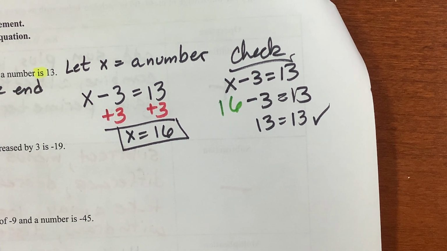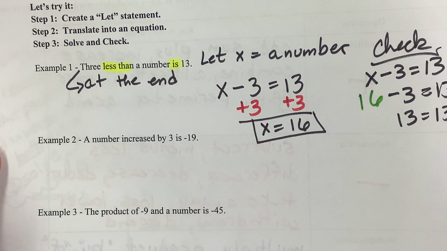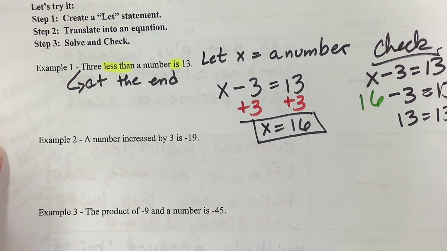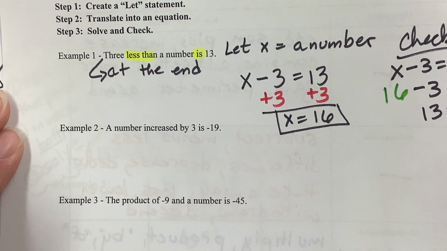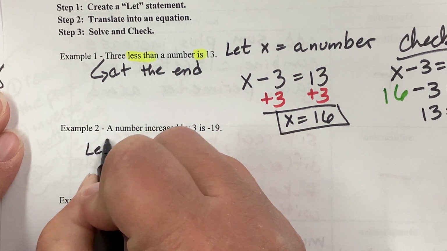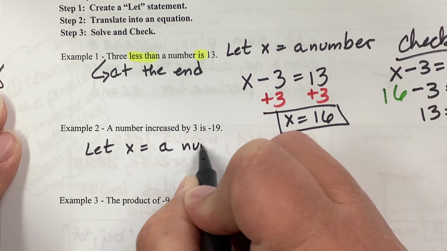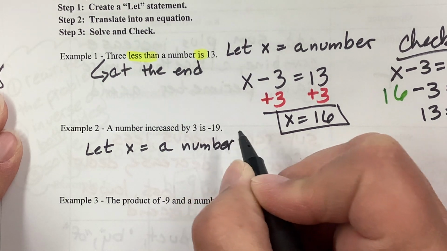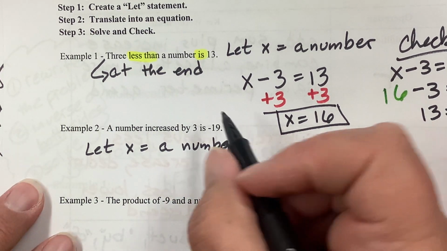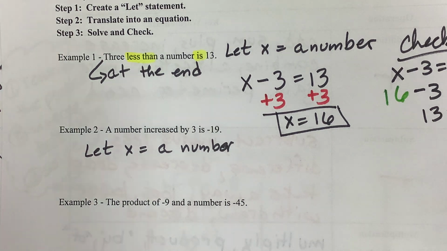For the next one, it says a number increased by 3 is negative 19. So let x equal a number, and you always have to write a let statement. I know you don't always want to write a let statement, but you always have to write a let statement.